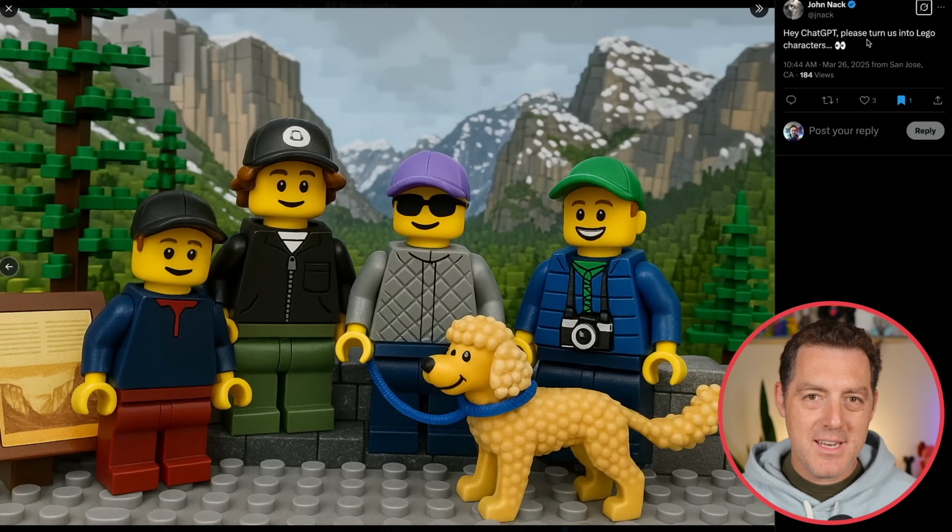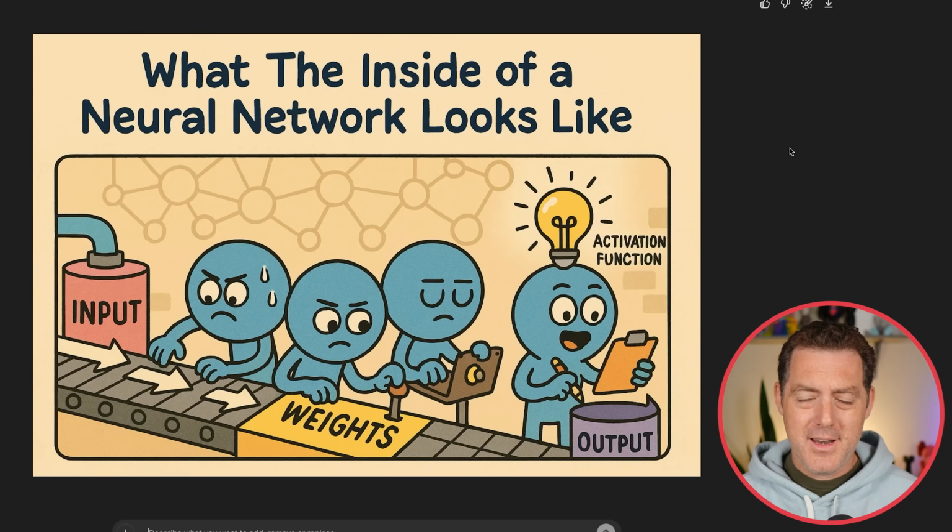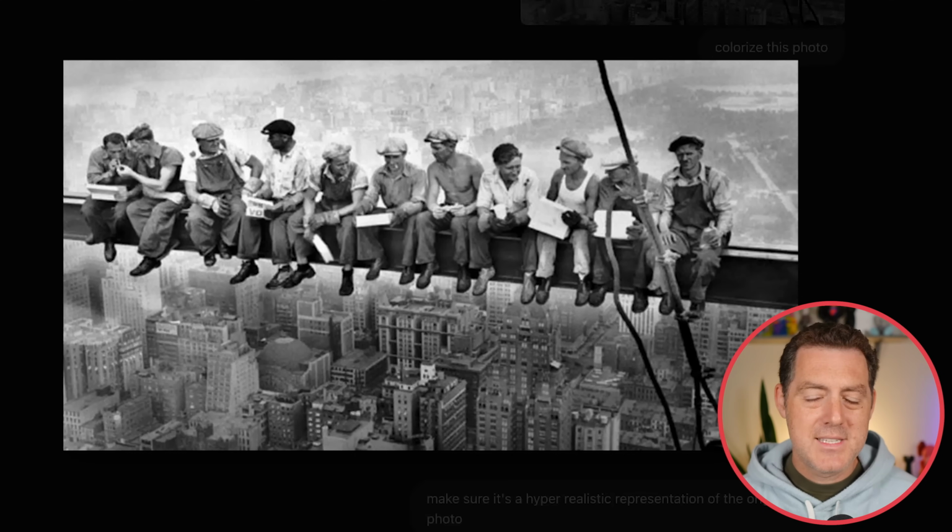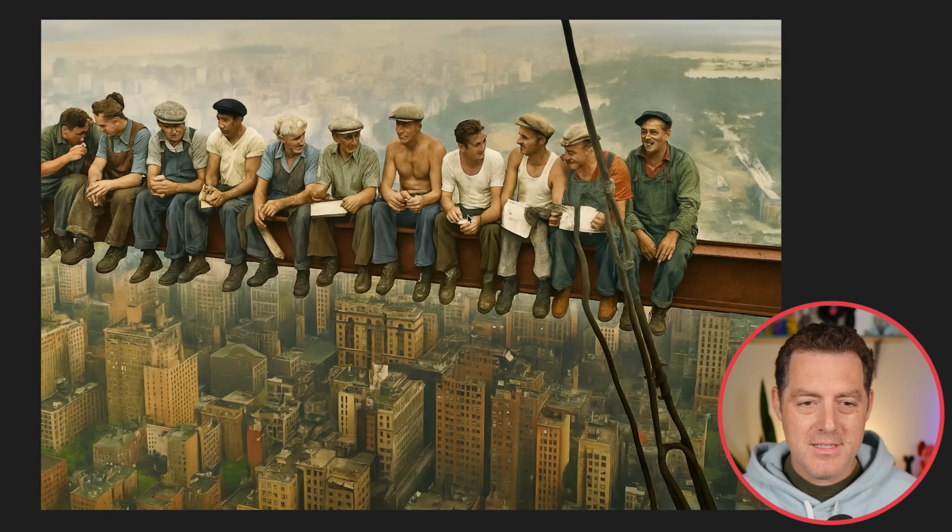And ChatGPT native image is not only good at recreating images in different styles, it can create brand new things incredibly well. Look at this. I asked it to create a funny infographic about what the inside of a neural network looks like. So look at this. Input coming in, weights, I guess these are activation functions, and then we have the output. I used it to colorize this famous photo. Here that is. Not perfect, but definitely really cool.